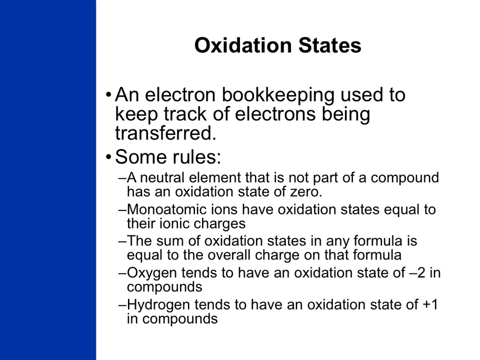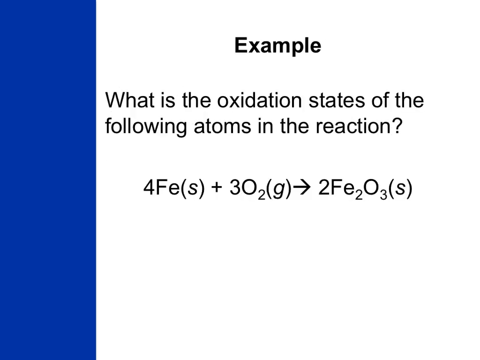Chemists use oxidation states to keep track of the electrons moving during a chemical reaction. As with many things we do in chemistry, there is a set of rules that we generally follow to help us keep track of electron movement. You will need to know these rules and follow them when you're assigning oxidation states in redox reactions. Let's look at an example.